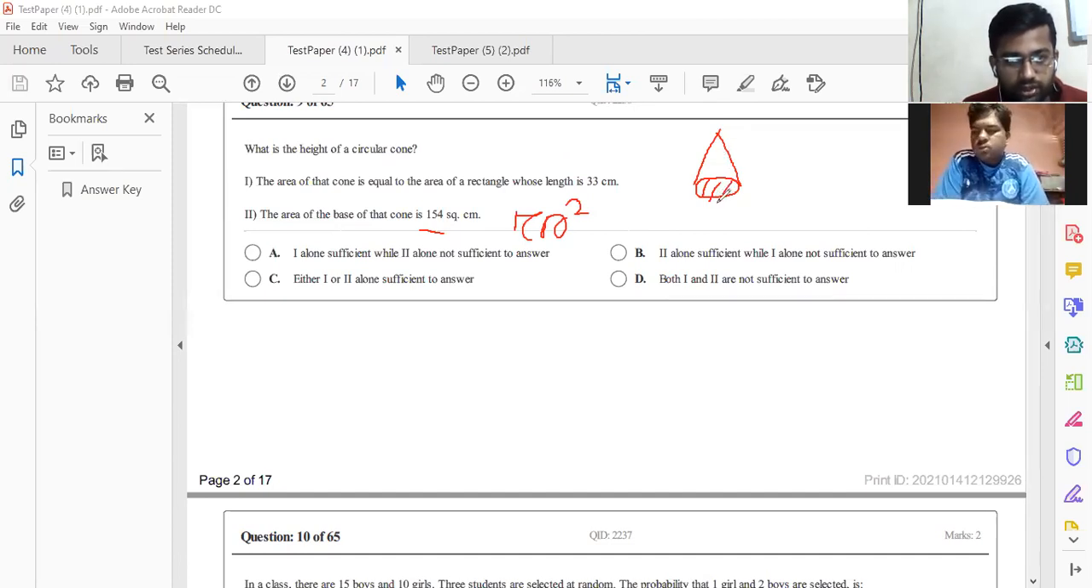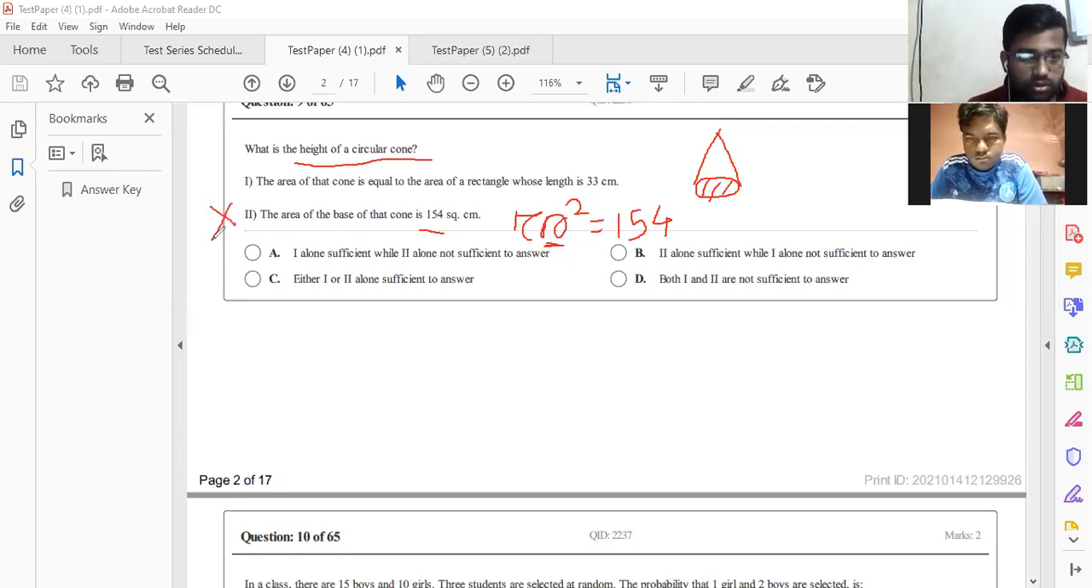Total surface area. So the area of the base of the cone means pi r square is given. We have pi r square is equal to 154. So from this you can calculate only the radius, because you have the value of pi. You can calculate the radius, but in the question we need to calculate the height. Here we get the radius, but the height we are not getting. So option 2 is not sufficient to answer the question.